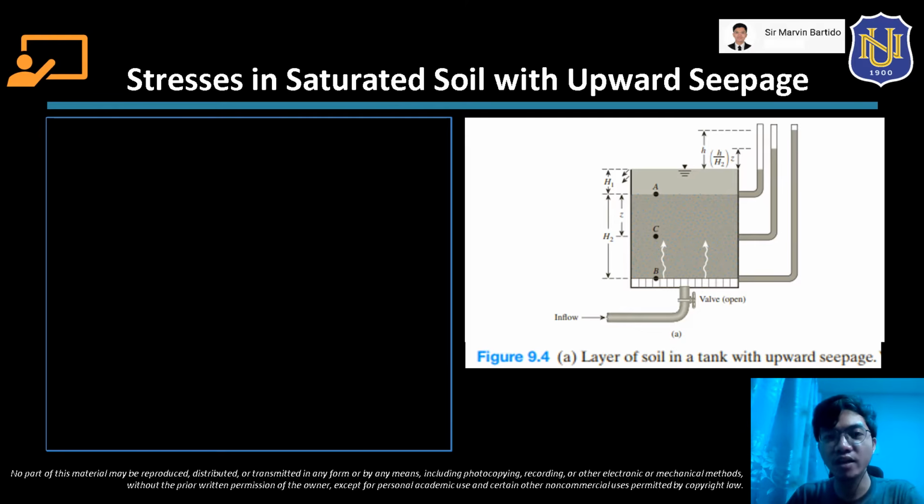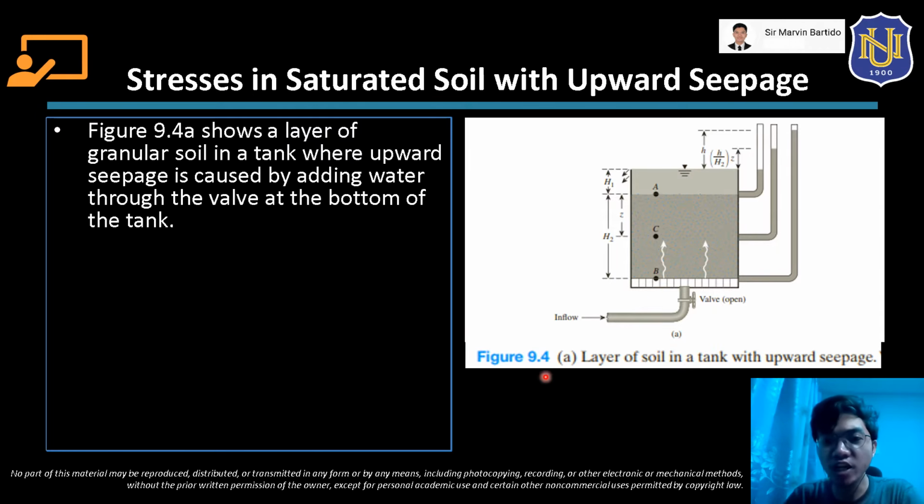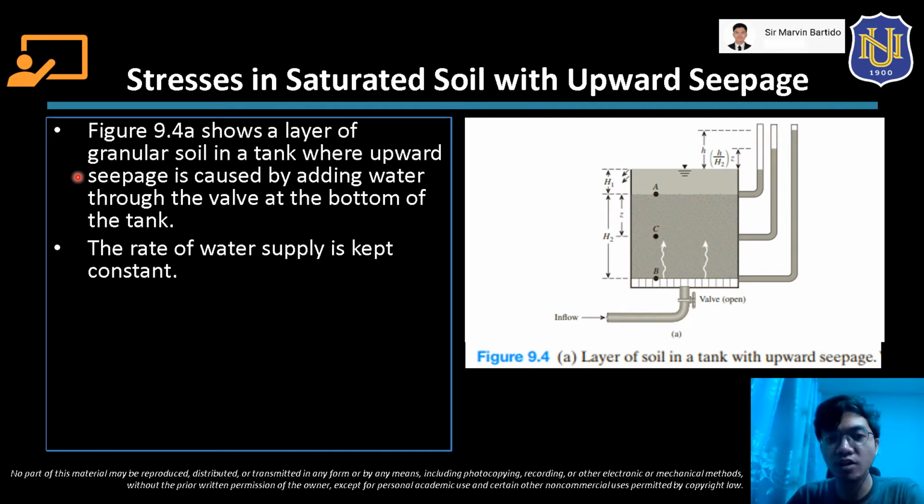Alright, let's begin with stresses in saturated soil with upward seepage. So here in figure 9.4a, it shows a layer of granular soil in a tank where upward seepage is caused by adding water through the valve at the bottom of the tank. So the rate of water supply is kept constant. So meron tayo dito class tank, tapos ito yung granular soil, and then may tubig above the granular soil. Okay, tapos may valve tayo dito sa bottom part ng tank natin. At kapag inopen yung valve na yan, class, mag-enter yung tubig, which will cause upward seepage.